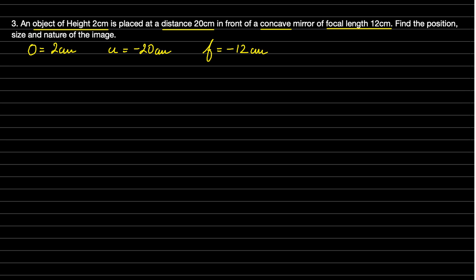Now we need to find position, that means we need to find V, that is image distance, size, that means we need to find I, capital I, and nature, so we need to find whether it is real and inverted or virtual and erect.